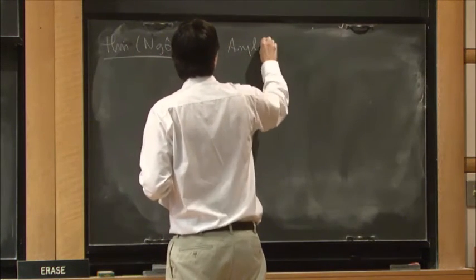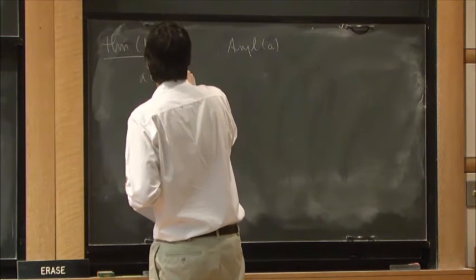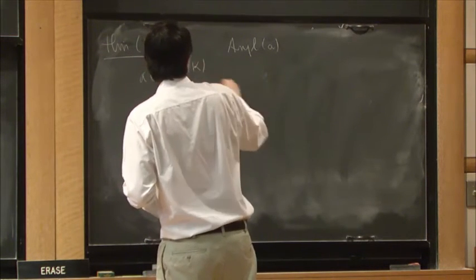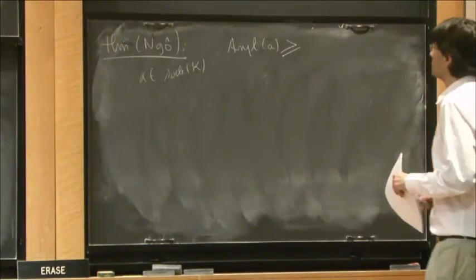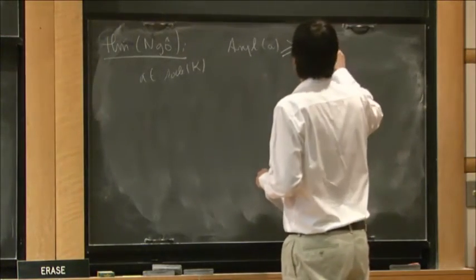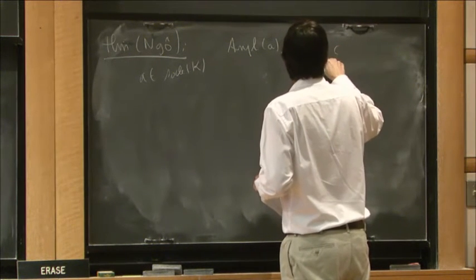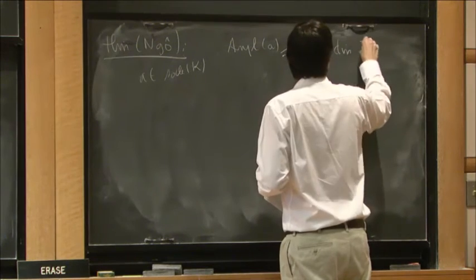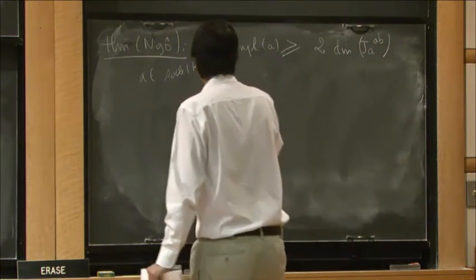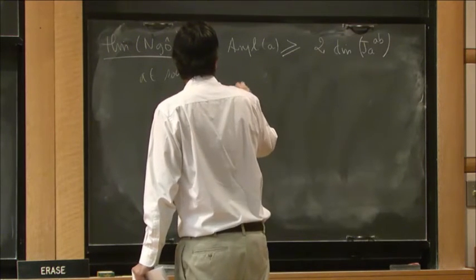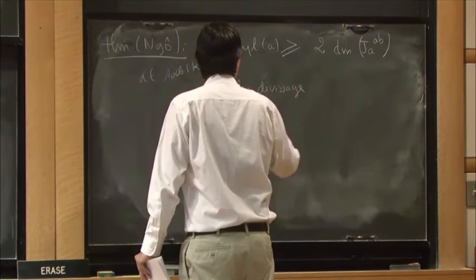The amplitude of a, so if a is in the circle, the amplitude of a is bigger than 2 times the dimension of the abelian part of G_A. So we have a dévissage, a Chevalley dévissage of G_A.